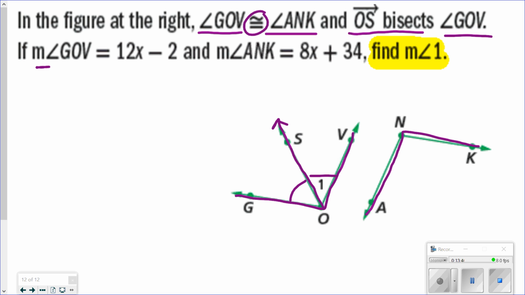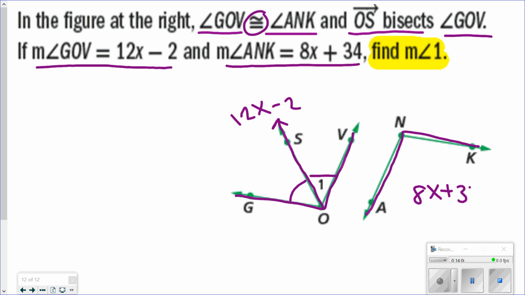All right, next, the measure of angle GOV is equal to 12x minus 2. So this entire angle here is 12x minus 2. I'll write it up here. And the measure of angle ANK is equal to 8x plus 34. We want to figure out what is the measure of angle 1. And angle 1 is this measure right here. All right, well, since these two large angles are congruent, I can set these two equations equal to each other.